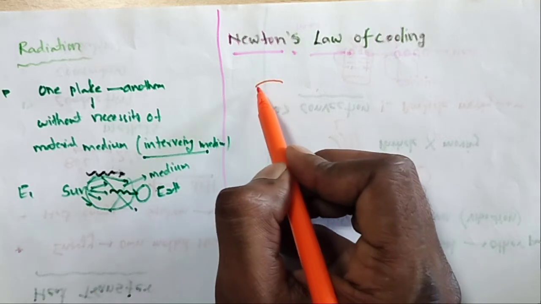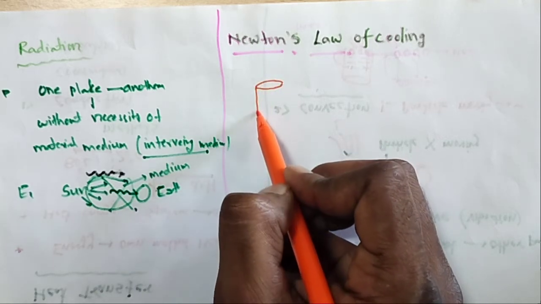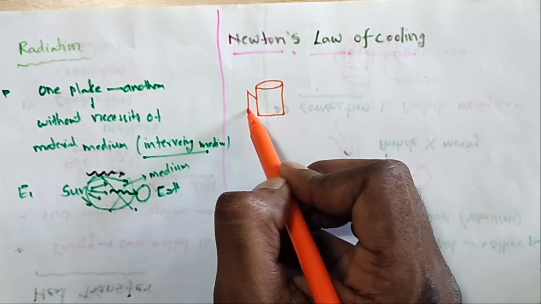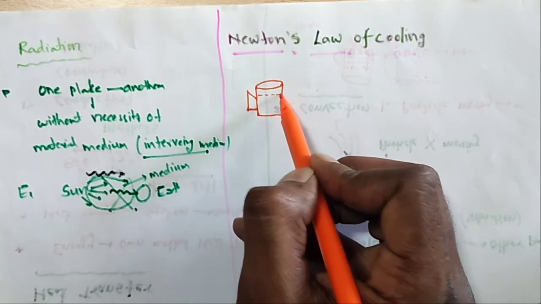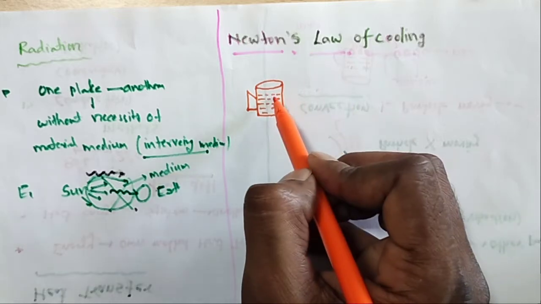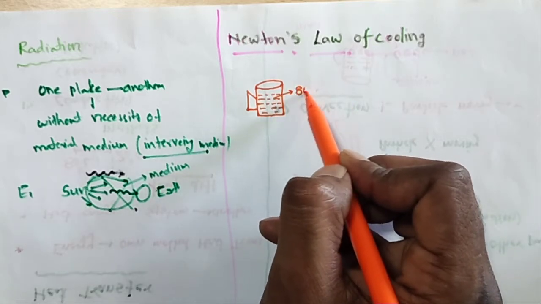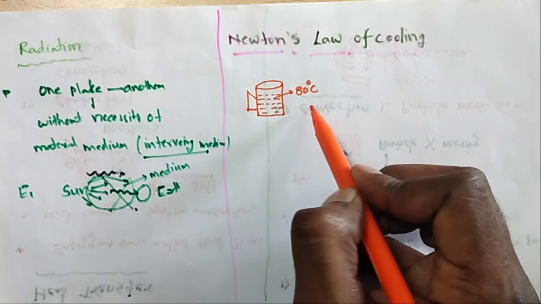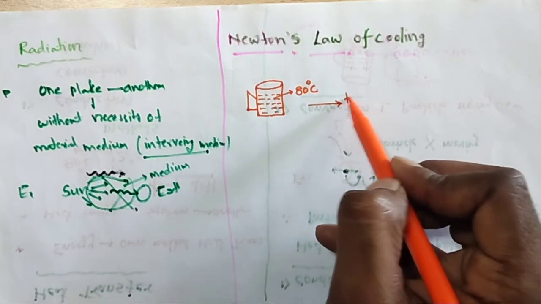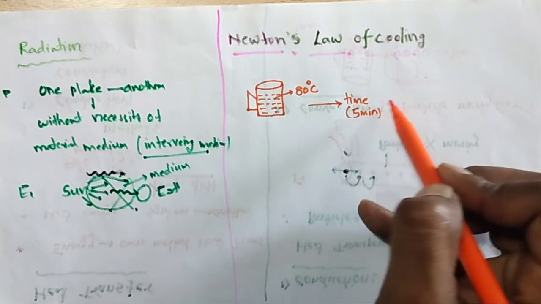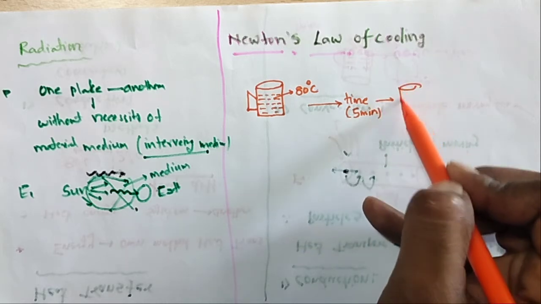So this is one cup of coffee I am taking. We know that in the morning time we always drink coffee. Suppose the coffee is at 80 degrees temperature. After a particular time, that is after 5 minutes, what is the temperature of the coffee?